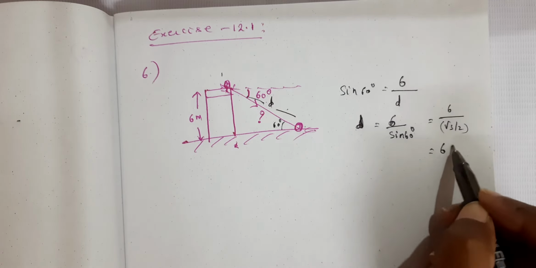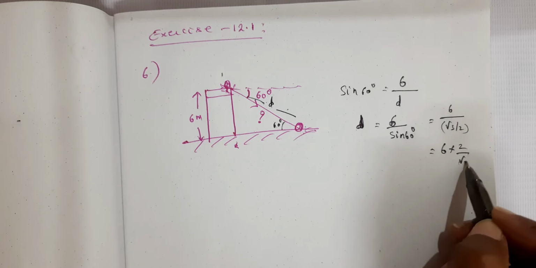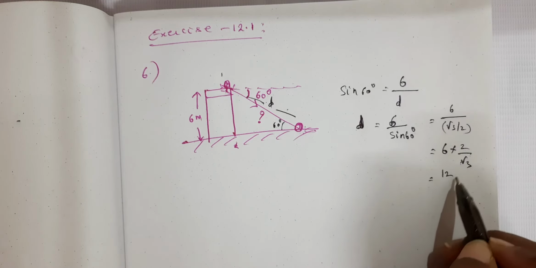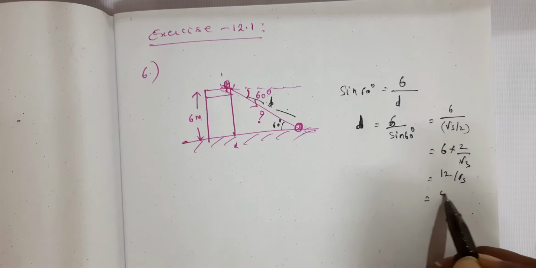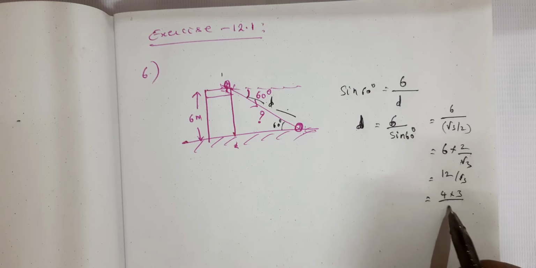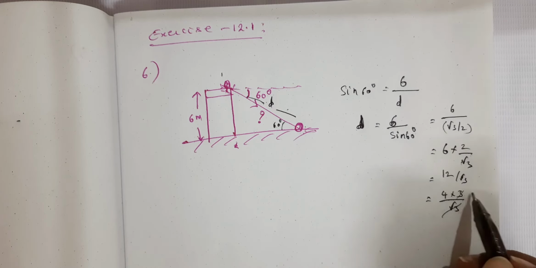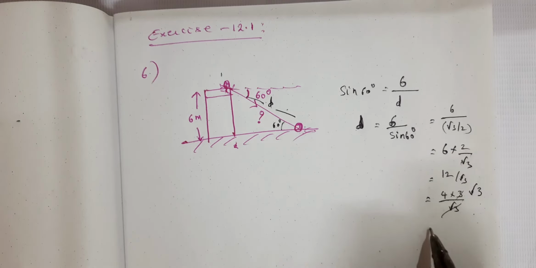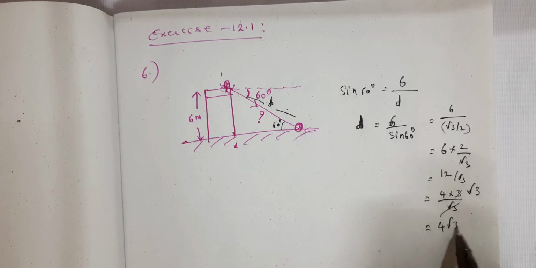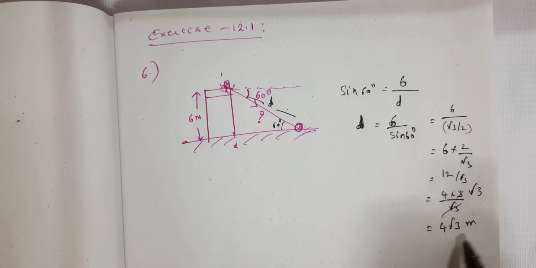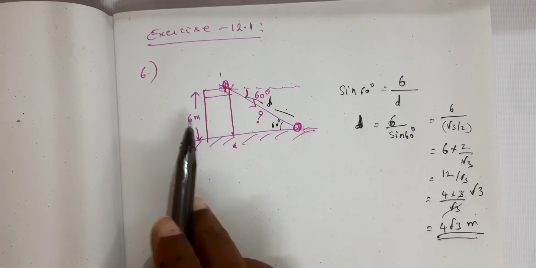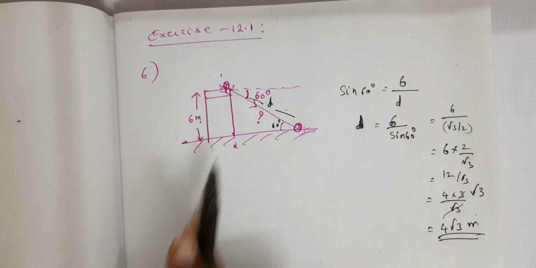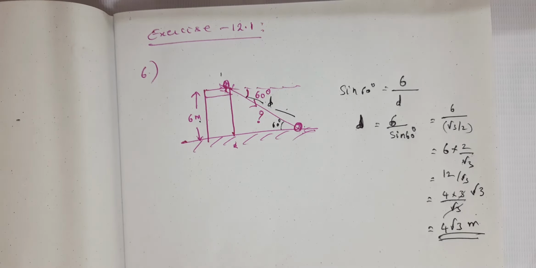Now when it comes into the numerator, it will get reciprocated. So 6 twos are 12. 12 by root 3, or it can be written as 4 into 3 by root 3. Root 3 goes in 3, root 3 times, because root 3 into root 3 is 3. So 4 root 3 is the answer. 4 root 3 meters is the answer, because the unit given here is meters. Clear? Now let's move on to the next problem.